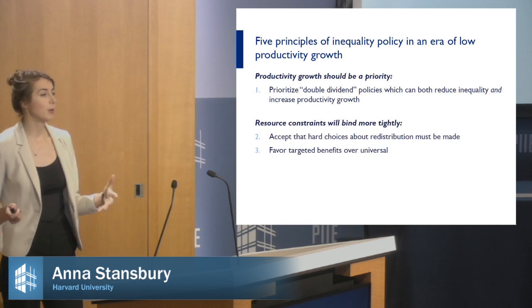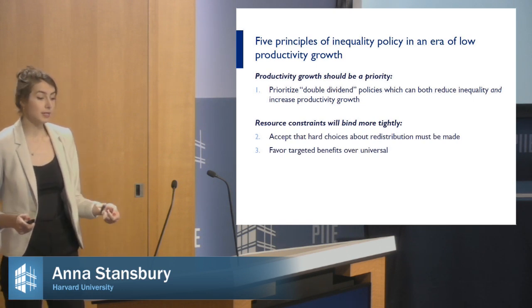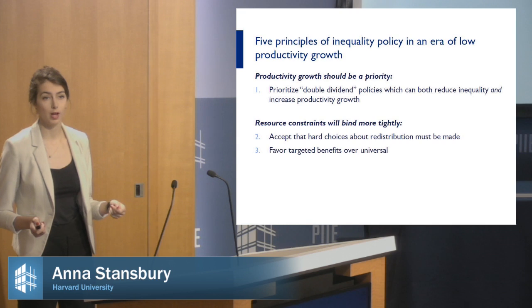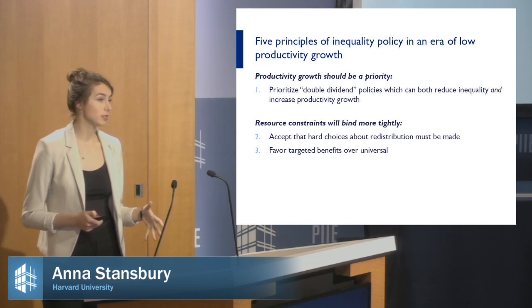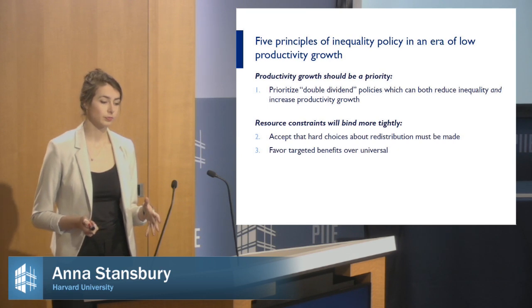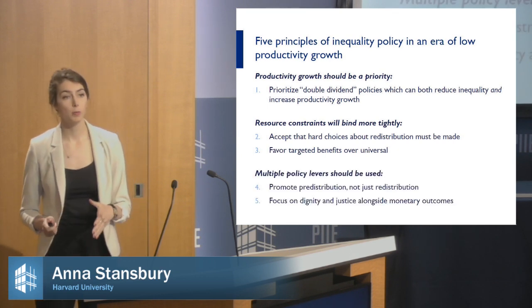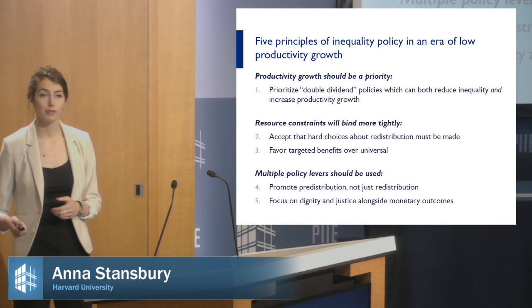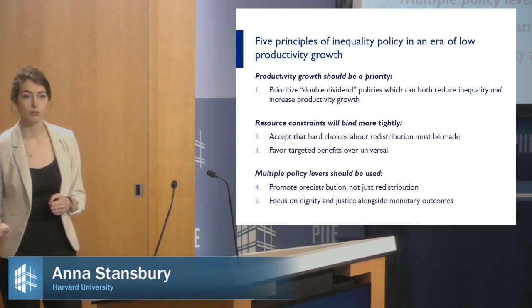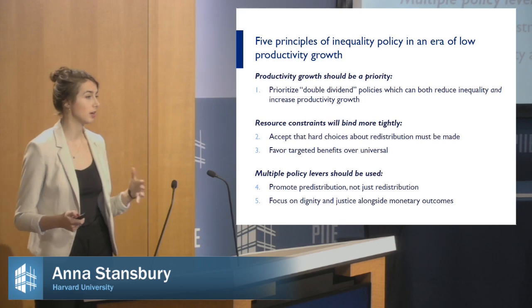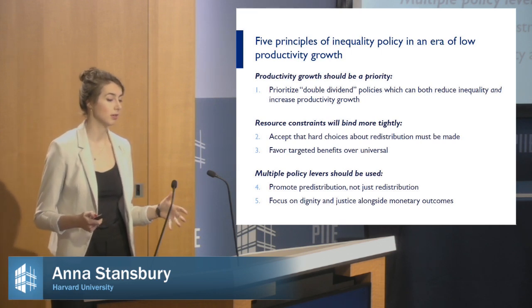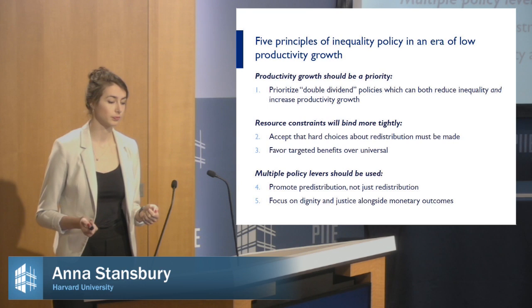Since resource constraints will bind more tightly, I'll argue that we have to be realistic that hard choices about redistribution will have to be made, and that it should weigh in favor of targeted benefits over universal benefits. And finally, that multiple policy levers should be used, specifically focusing on pre-distribution, not just redistribution, and focusing particularly on dignity, justice, and other measures of non-monetary well-being alongside monetary outcomes.